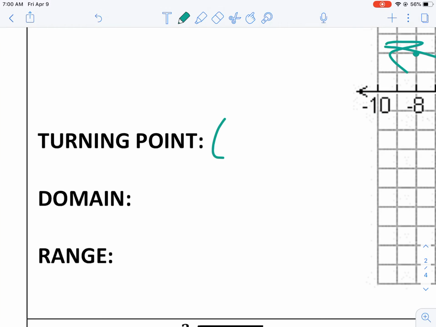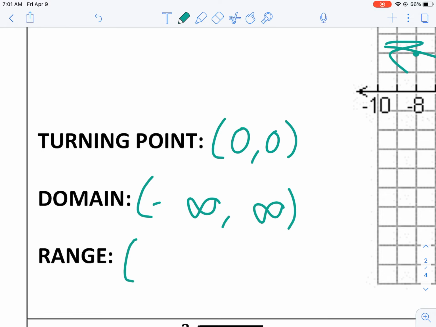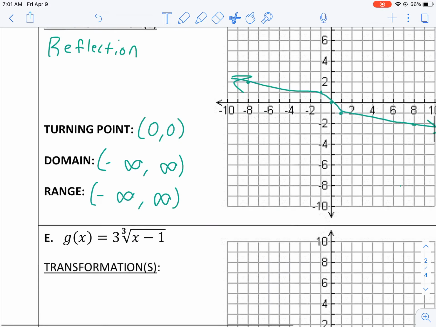Turning point, since we didn't move it at all, still at 0, 0. And domain and range is always at negative infinity to infinity. You can copy that and paste it for all of them if you want, because it's not going to change.